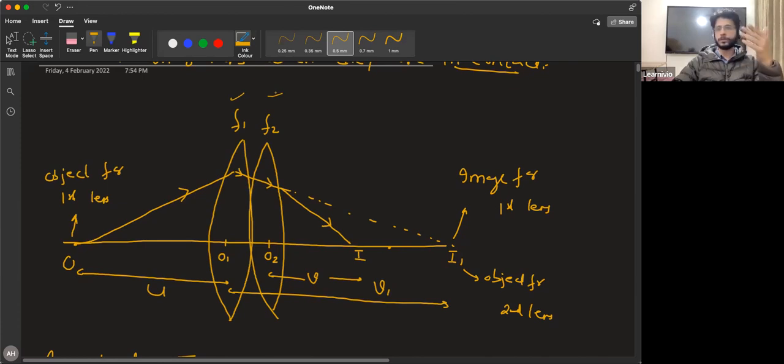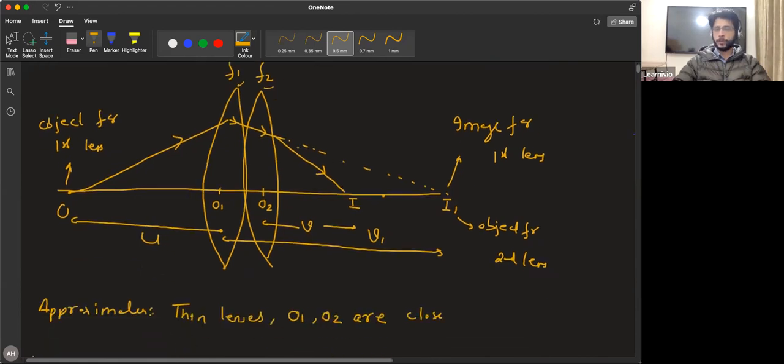If you have two lenses which are placed in contact, see, there is no separation between these two lenses. So what you can do is you can remove these two lenses and you can use a single lens. Like you can remove this f1 and f2, and instead you can use a single lens. That single lens is known as equivalent lens.